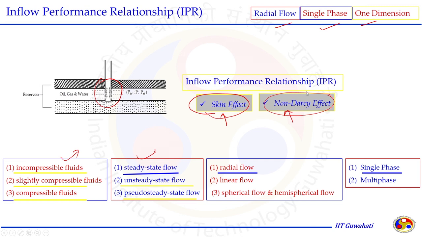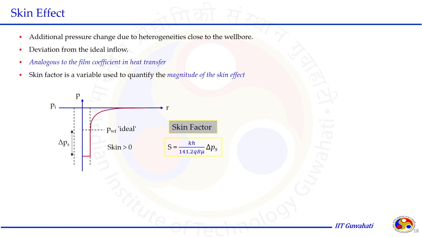The skin effect happens because the permeability is different near the wellbore. The non-Darcy effect happens because of the violation of Darcy conditions near the wellbore region. We do not have laminar flow conditions. Specifically for gas reservoirs, the non-Darcy effect becomes significant. So let's discuss one by one what these parameters are.